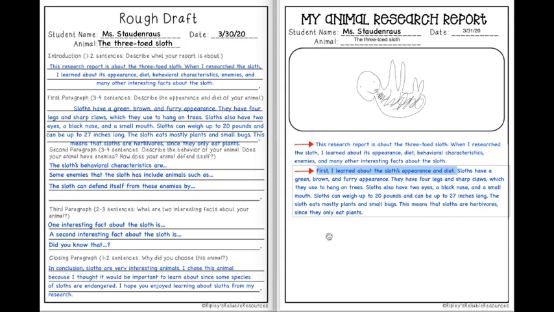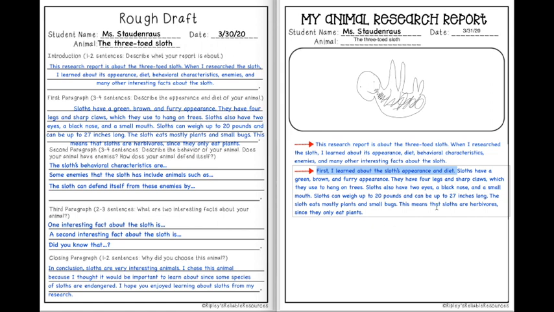This is a topic sentence. And it tells the reader what this particular paragraph is all about. It's all about the appearance and diet. Okay, and it's true that I learned it and I'm reporting back my informational research.